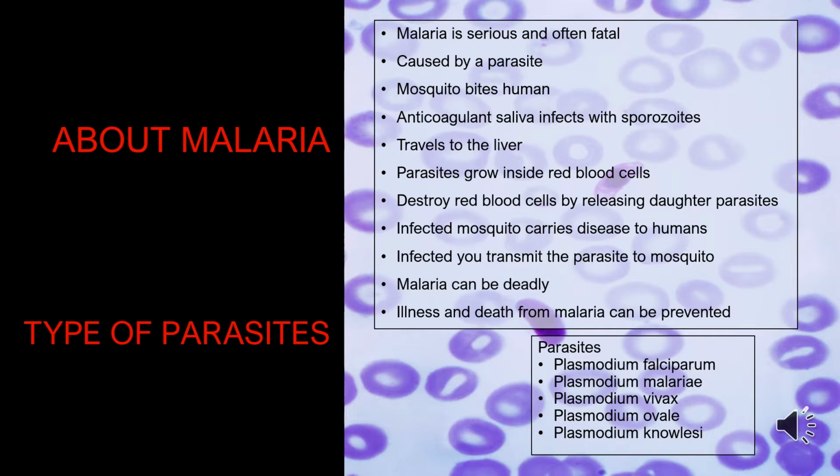Once infected, the parasite travels to the liver, allowing the parasite to multiply inside red blood cells, where they explode the cells so they can release daughter parasites. Malaria is not contagious, but death can be prevented.